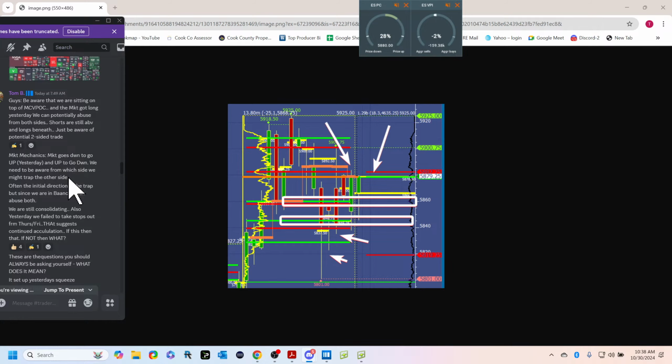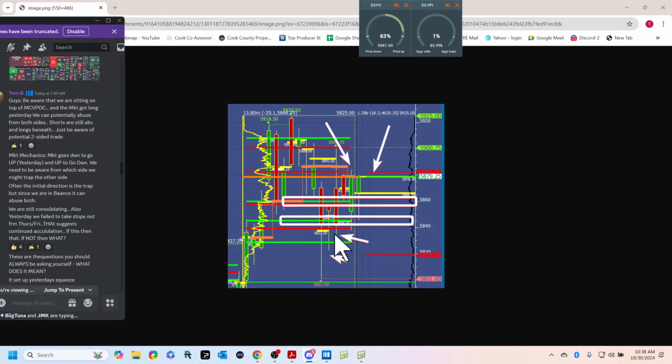We need to be aware from which side we might trap the other side. Often the initial direction is the trap, but since we're in balance, it can abuse both. So what that means is balance, which means this is the fair price for this whole consolidation. We can slosh on both sides of it. And that's the plan for today. So we're still consolidating. Also, yesterday, we failed to take out stops from Thursday and Friday.